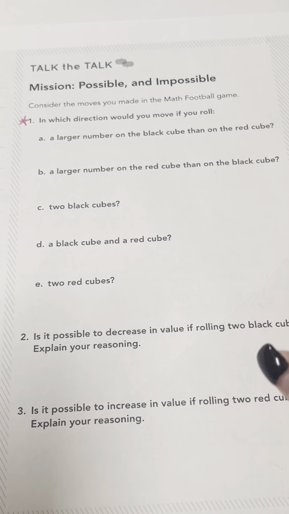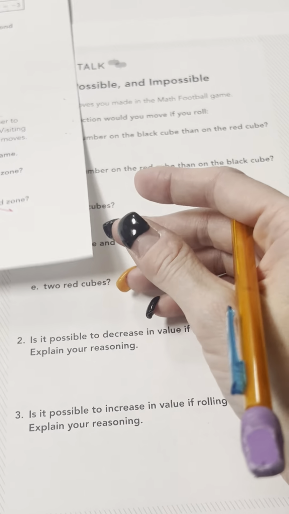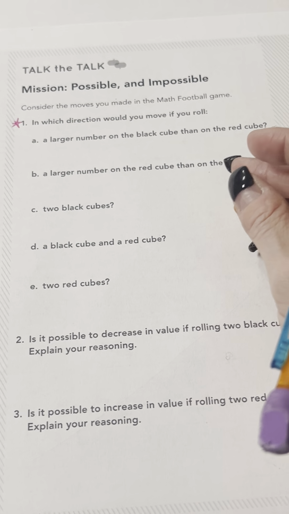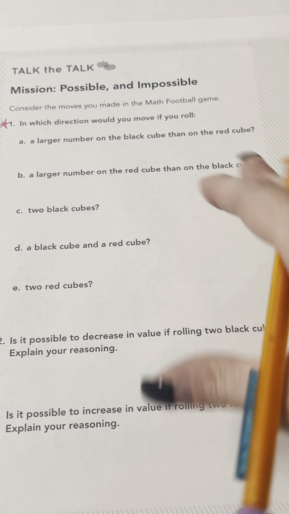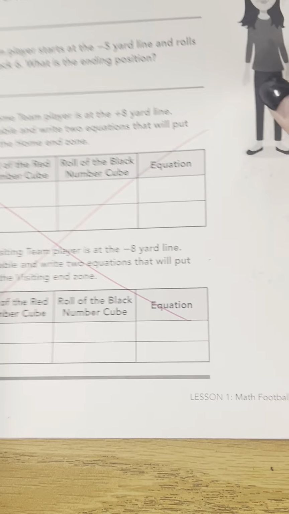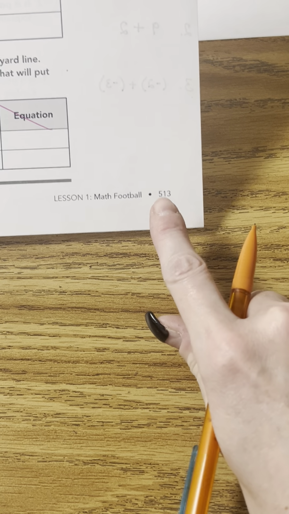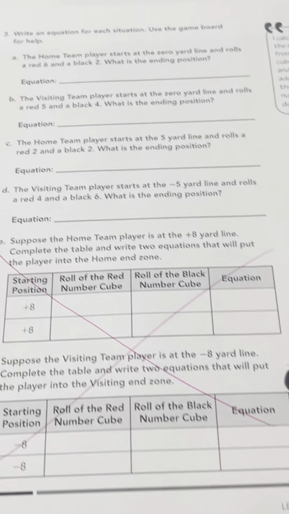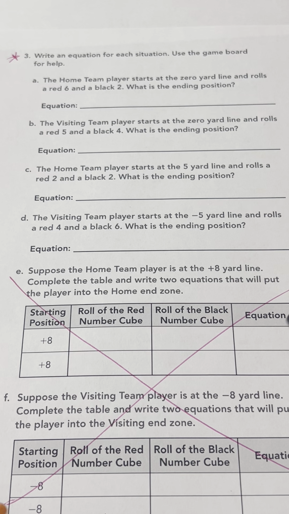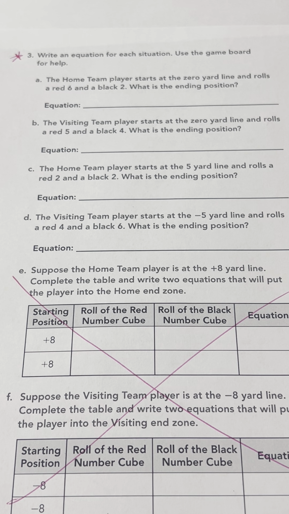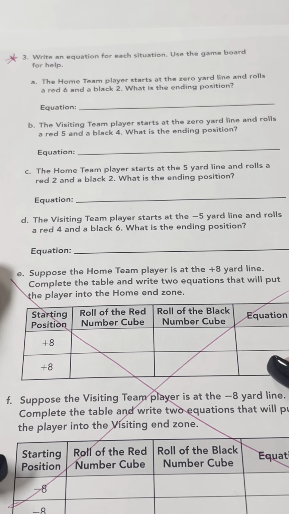Let's try, we're skipping, oh, sorry, we've already skipped page 511. We are now on page 513. Please make sure you're turned to page 513. Okay, on page 513, all we're doing is writing our number sentence based on these statements, okay?